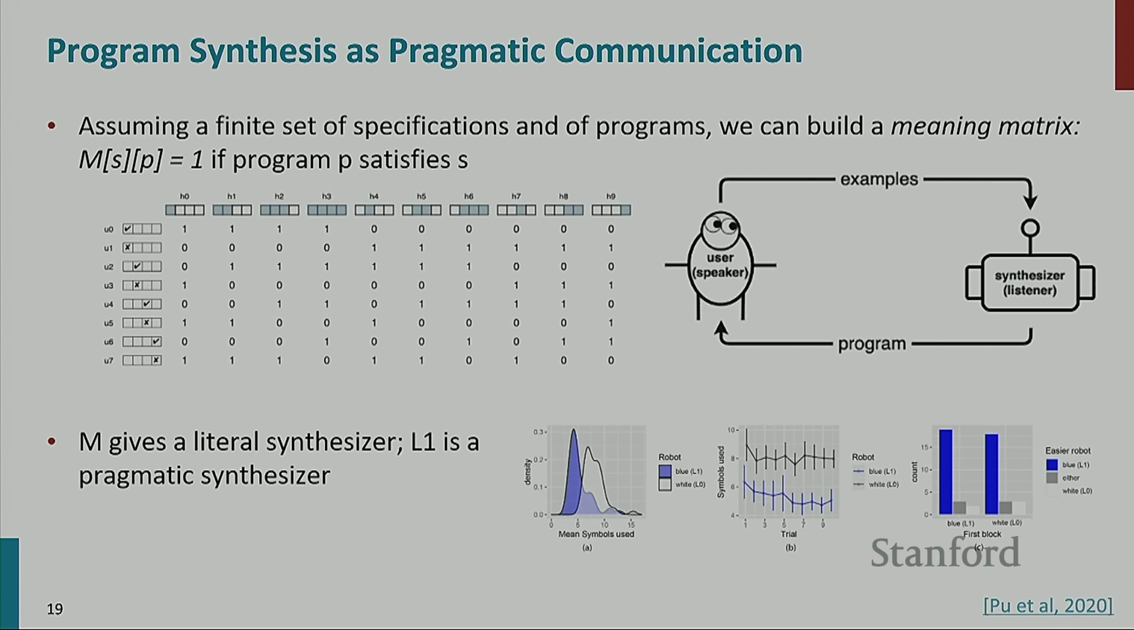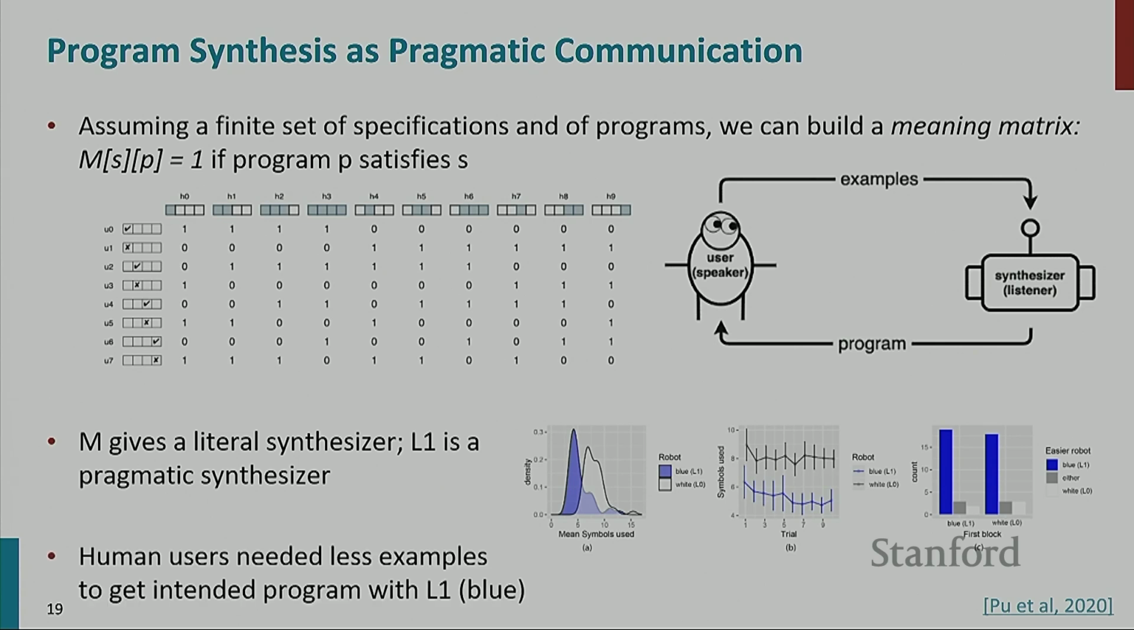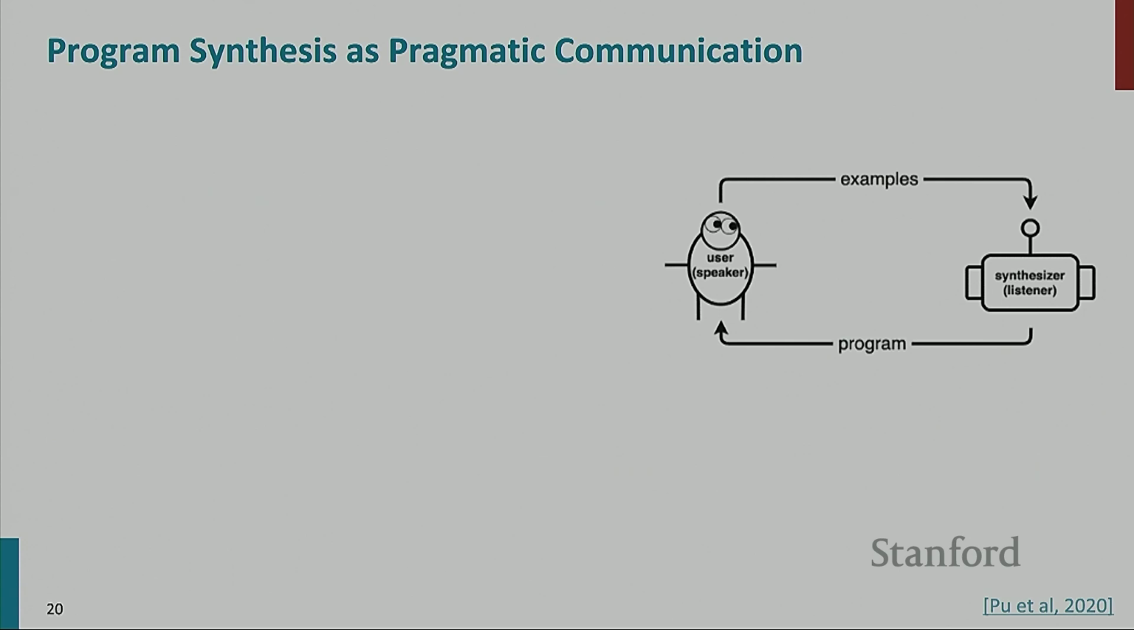In a human experiment run in this paper, which I won't get into in a lot of detail, people were trying to specify a program that draws a pattern on a grid, and the specification was through examples, basically saying the pattern contains the square or does not contain the square. And people had a much easier time communicating the pattern that they wanted with a pragmatic synthesizer, which was a quite cool result, I think.